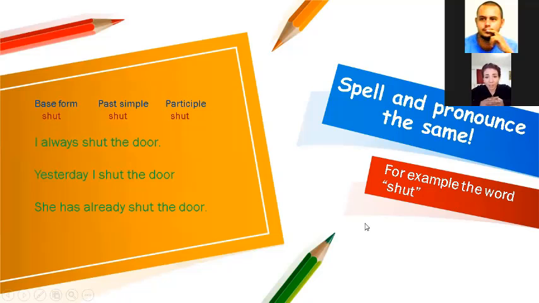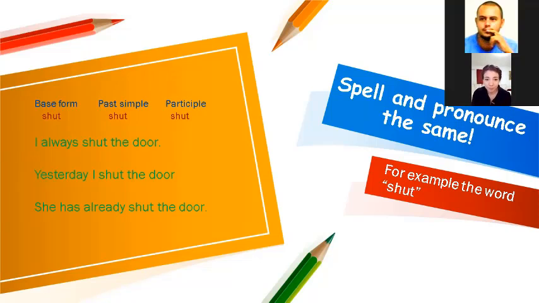Some irregular verbs spell and pronounce the same way. For example, the verb shut. In its base form it is shut, the past simple tense is shut, and the participle is also shut. So in this case, we see a verb written the same way, and that sounds the same way too.